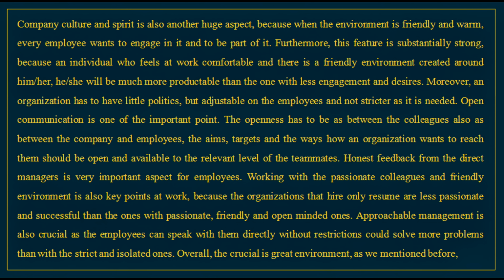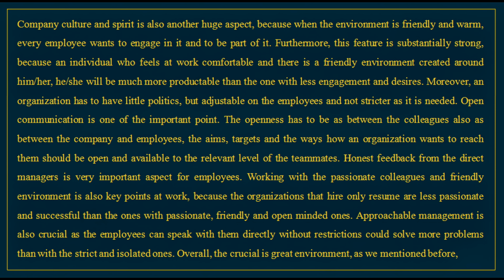The aims, targets, and the ways how an organization wants to reach them should be open and available to the relevant level of teammates. Honest feedback from the direct managers is a very important aspect for employees. Working with passionate colleagues and a friendly environment is also a key point at work, because the organizations that hire only by resume are less passionate and successful than the ones with passionate, friendly, and open-minded people.